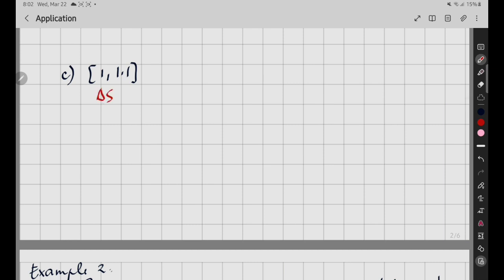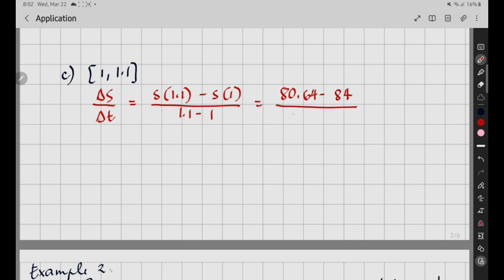So you have delta s over delta t is equal to s of 1.1 minus s of 1 over 1.1 minus 1 equals 80.64 minus 84 whole over 1.1 minus 1, which gives us negative 33.6 feet per second.